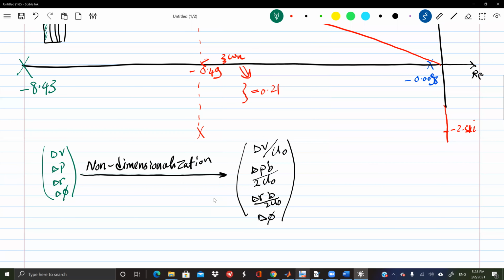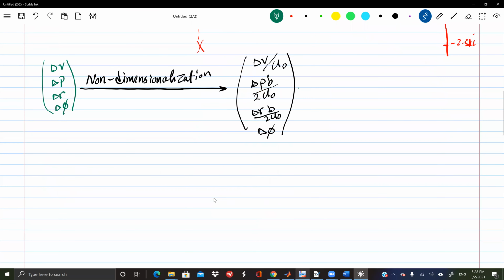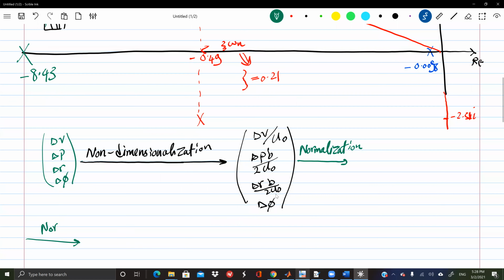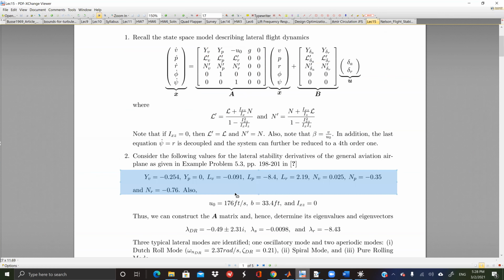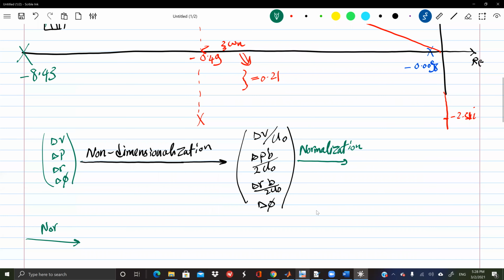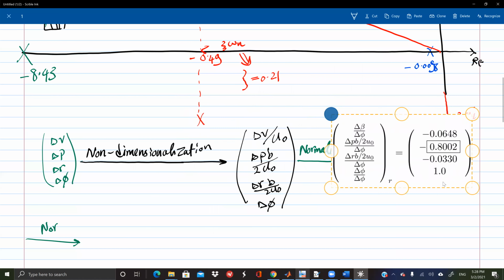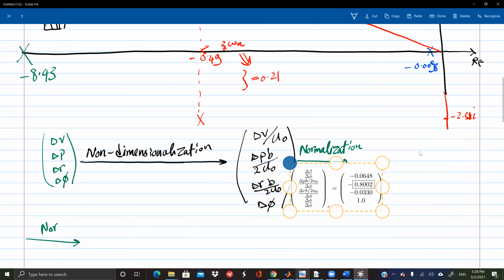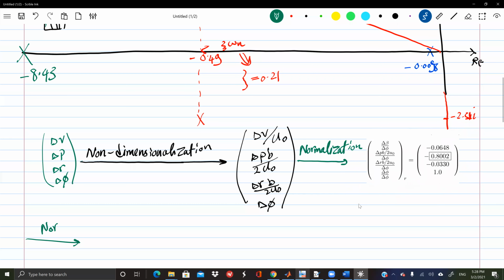Then the next step, like last time, is normalization. This is not a necessary step, but it's convenient. Just pick one of them and divide by it. So we're going to divide everything by delta phi. So the last entry of this vector will be delta phi by itself, so it will be 1. Let me read this vector now from the notes. The notes of this lecture and last lecture are quite detailed, not like any other lecture before where we just provided the summary, because these two lectures include lots of physics of flight. So here is the vector after non-dimensionalization and normalization.